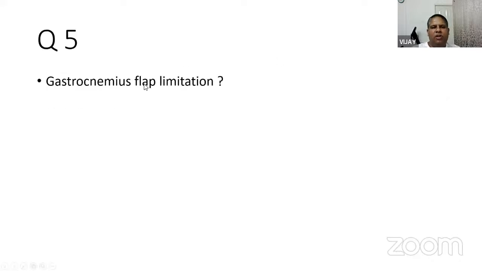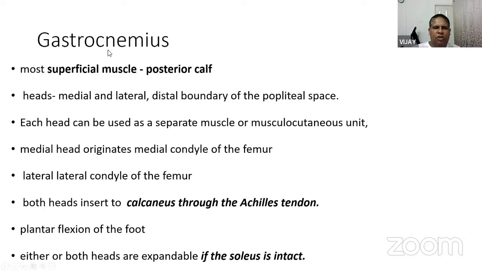What is the gastrocnemius flap limitation? This was the question. I don't know the options. Let us see about the gastroc flap.